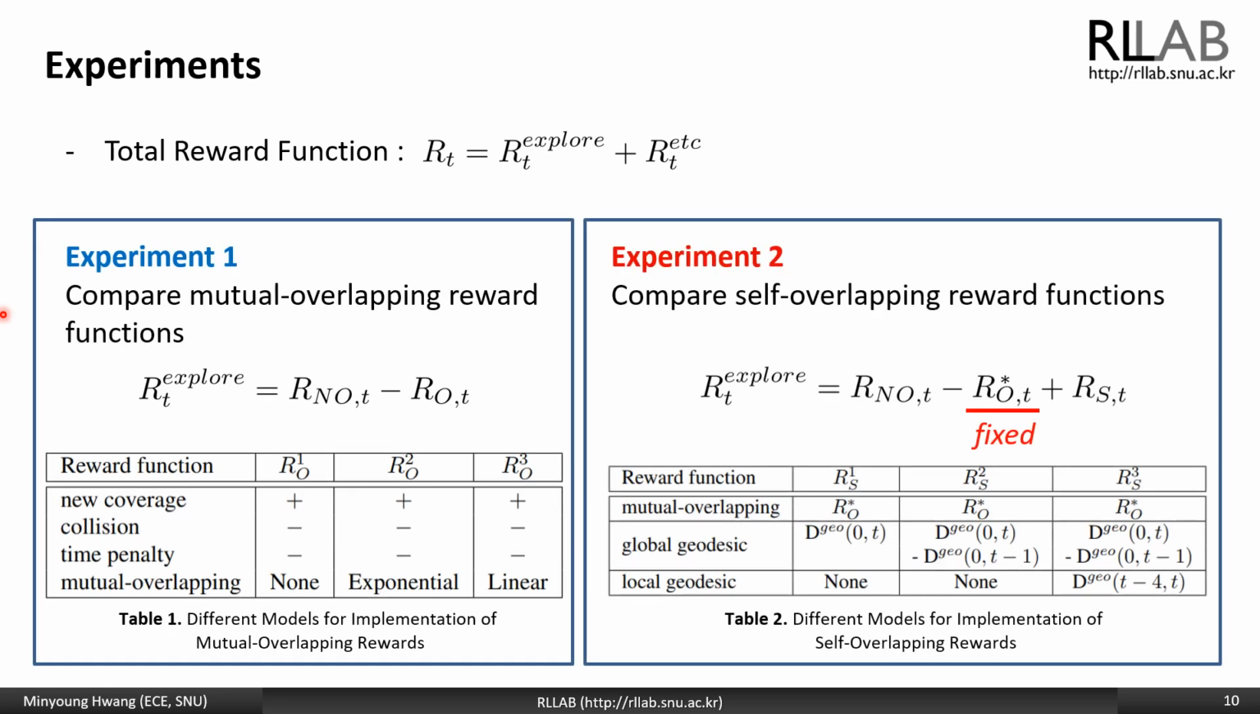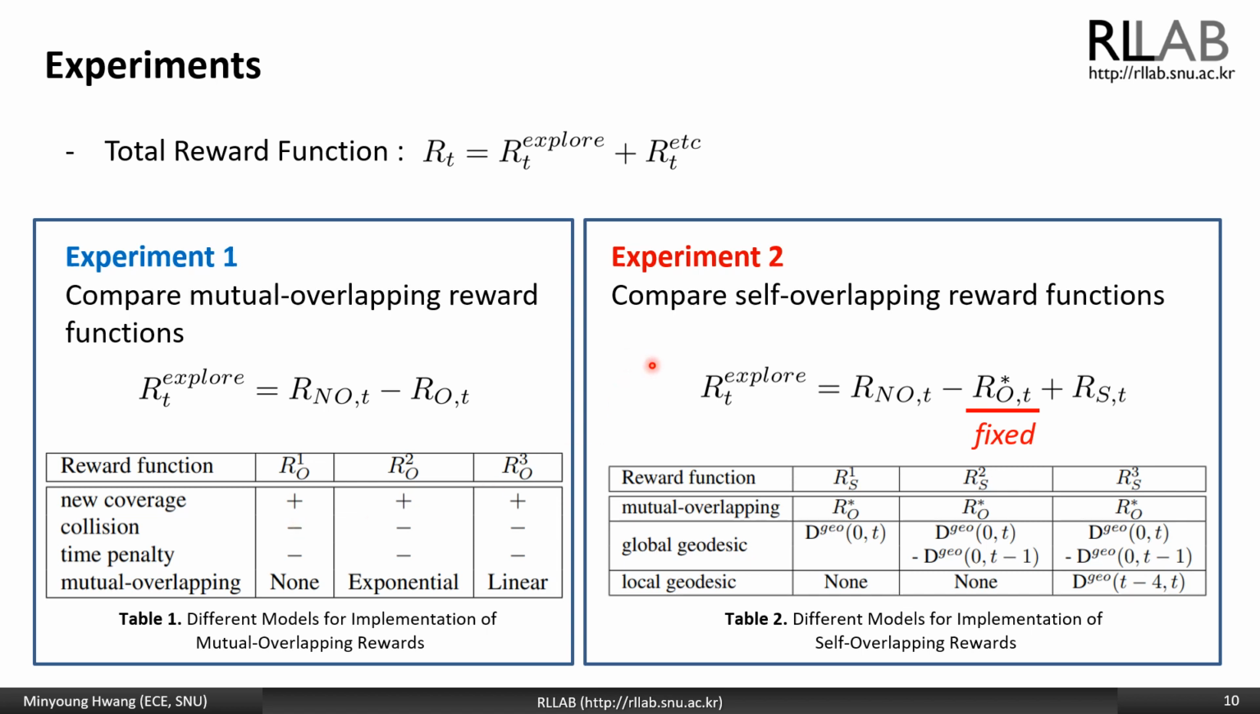We conducted two experiments to shape the reward function with its geometric understanding. In every experiment, we used our multi-agent baseline network and only changed the exploration reward function. In experiment 1, we compared linear and exponential mutual overlapping rewards against the base policy, which doesn't use any mutual overlapping reward. Table 1 shows the different characteristics of each type of model.